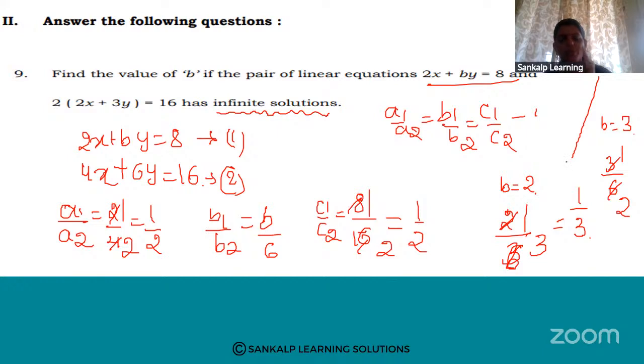So when you substitute the value of b as 3, then you will have the value b1 divided by b2 is equal to 1 divided by 2. That means the value of b is 3 here. 3 divided by 6, 3 ones are, 3 twos are. That means 1 divided by 2. So b is equal to 3.